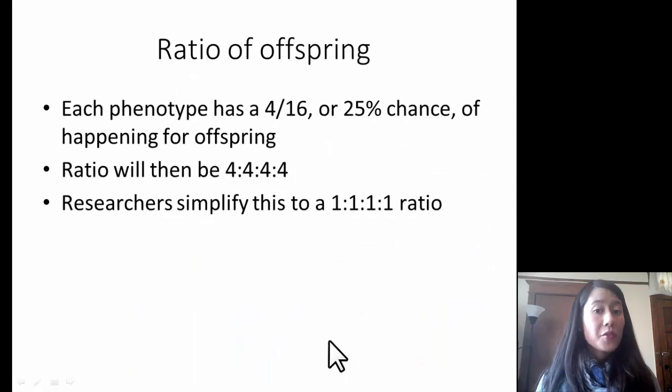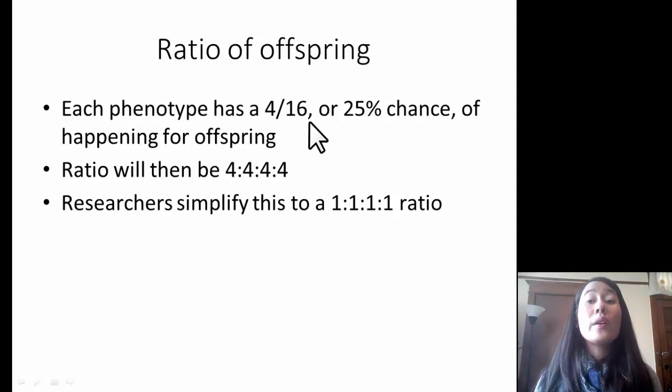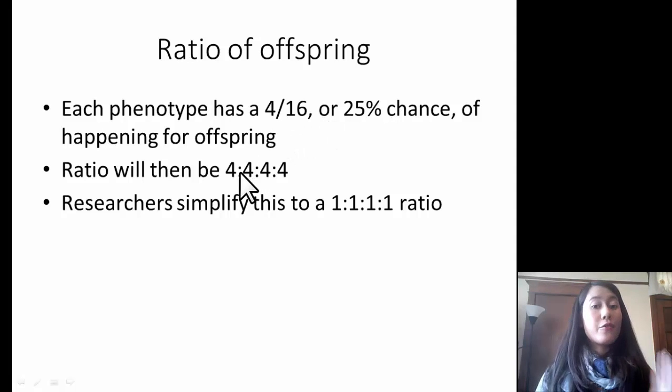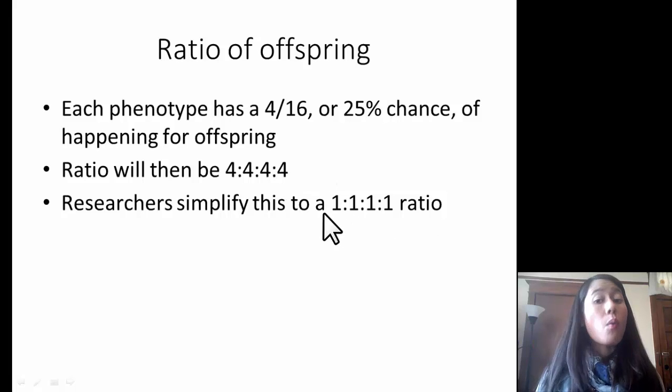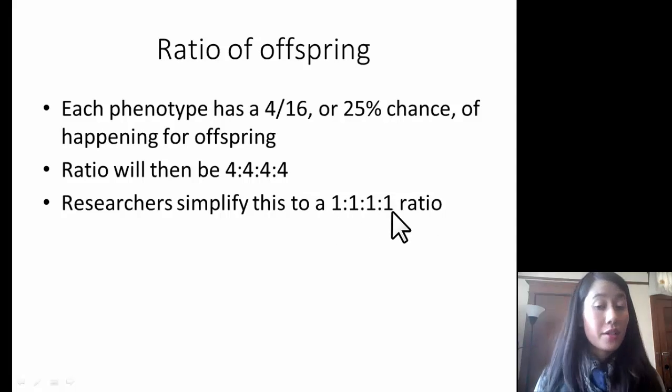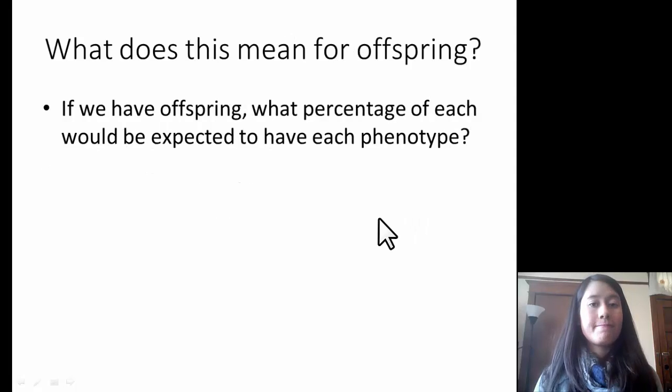The ratio of offspring that we would expect to see is that we have 4 out of 16 for each of those, which is a 25% chance if I convert that to a percentage. So the ratio is 4 to 4 to 4 to 4 for each of our potential phenotypes. Researchers often simplify this to a 1 to 1 to 1 to 1 ratio because it's identical. We expect to see equal numbers of each of those phenotypes.